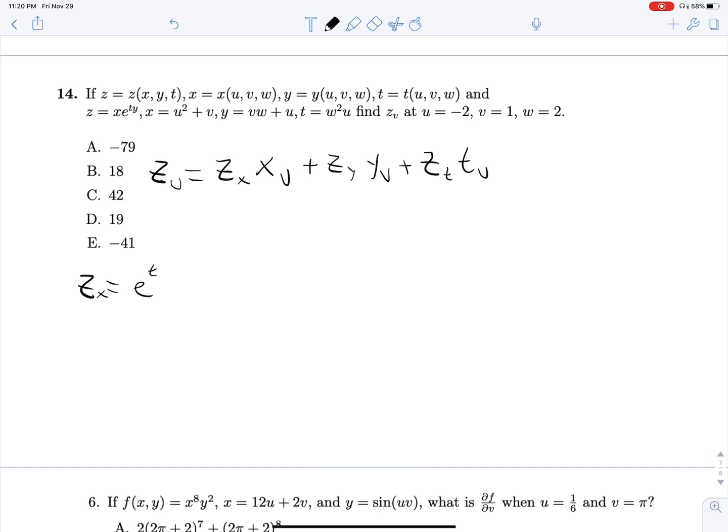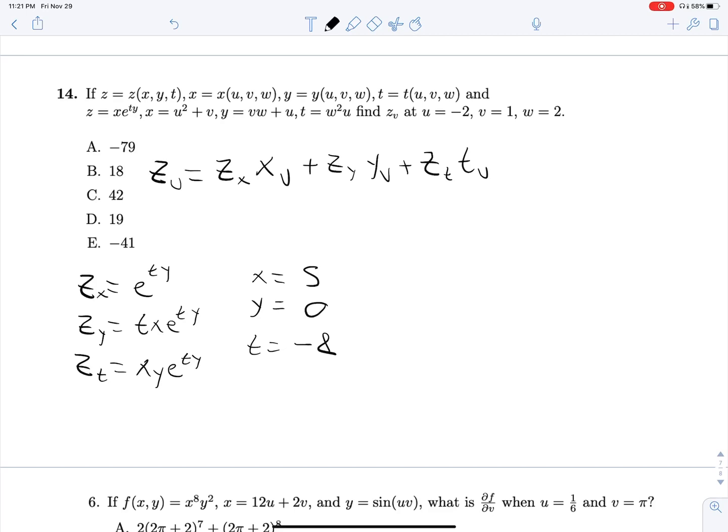Zx is going to be e to the ty, zy will be tx e to the ty, and zt will be xy e to the ty. We know that u is -2, v is 1, and w is 2, so we can solve for x, y, and t. X is u squared plus v, so 4 plus 1 is 5. Y is vw plus u, so 2 plus -2, which is 0. And t is w squared u, which is 4 times -2, which is -8.